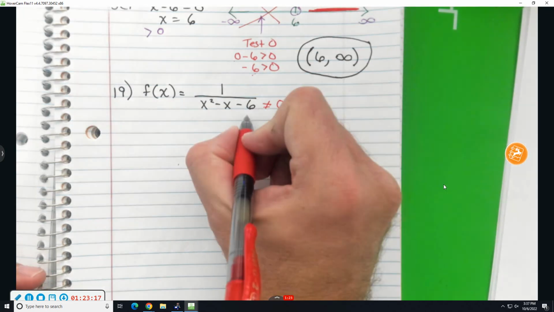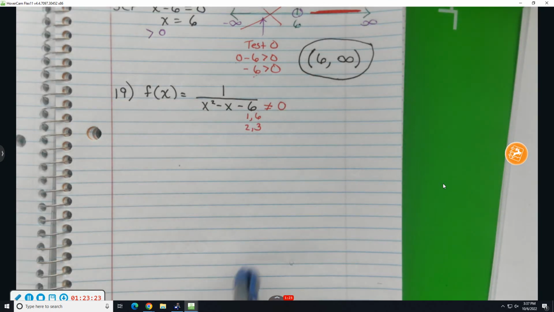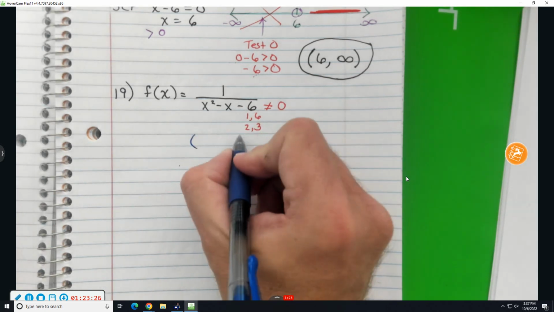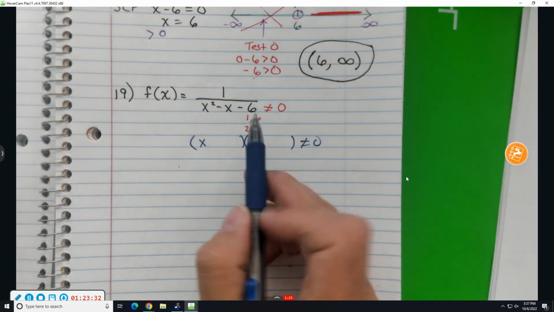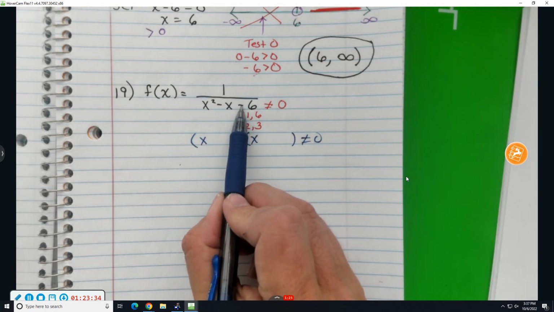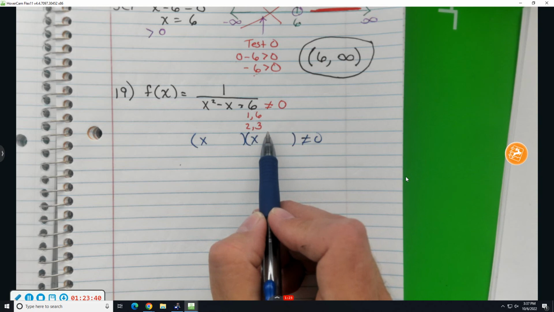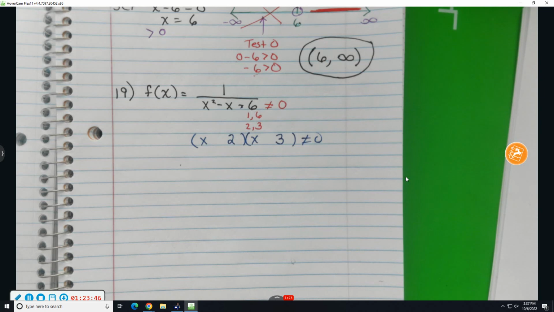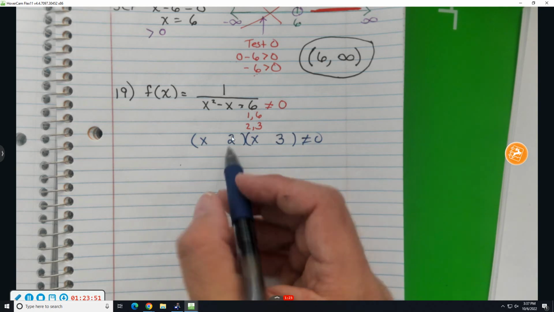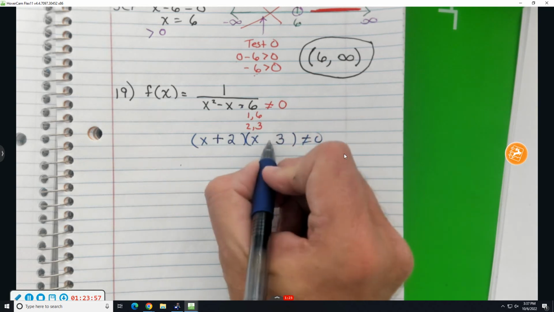Factor it. So let's see. Numbers that multiply together to give 6: 1 times 6 or 2 times 3. Draw your two sets of parentheses. X and X. Second sign is minus. So one plus, one minus. Can y'all figure out which pair is going to work? 2 and 3. Where will the plus go? To get back that minus x, where is the plus going to go? In front of the 2 or in front of the 3? In front of the 2, I agree. And then minus.